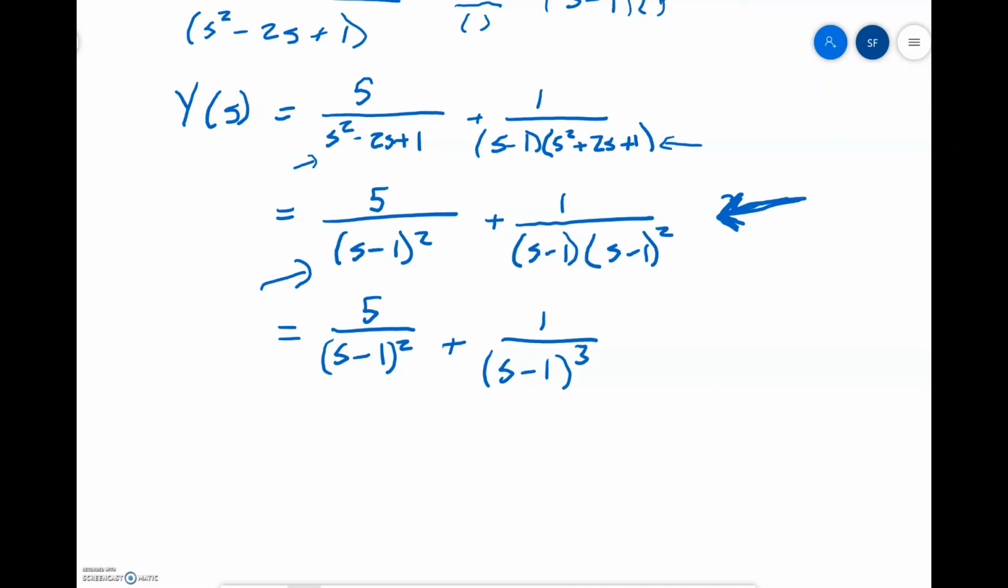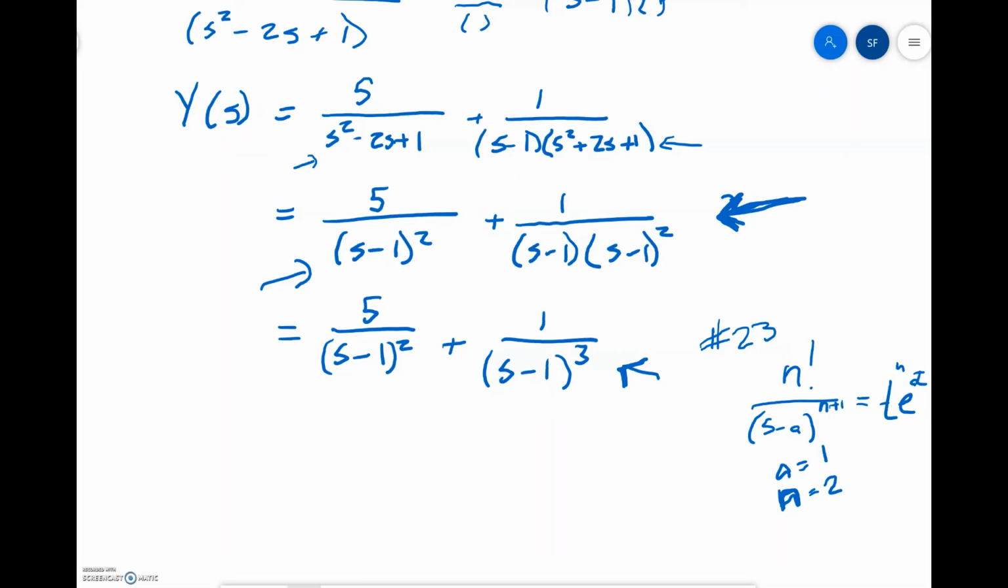What does our table tell us about that? Look all the way down to number 23. Number 23 says that n factorial over s minus a to the n plus 1 is going to be t to the n times e to the at. In our case, our a is 1 and our n is 2.